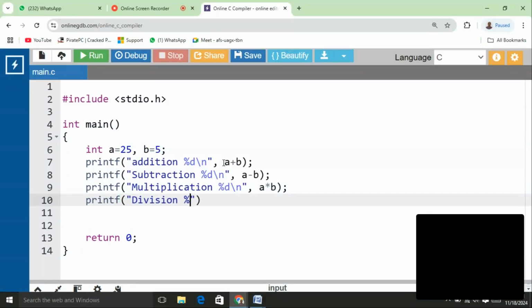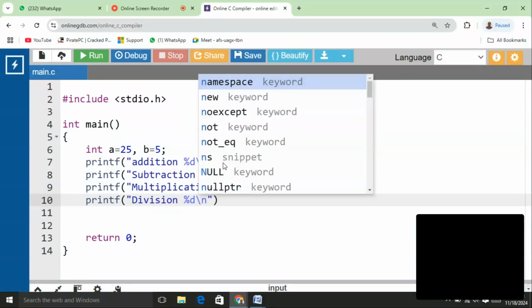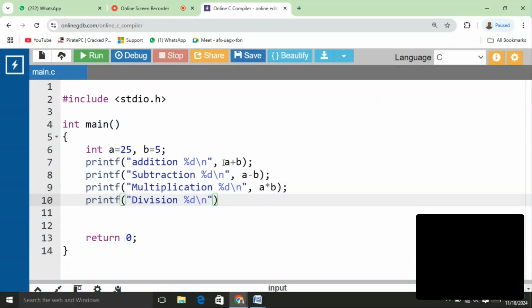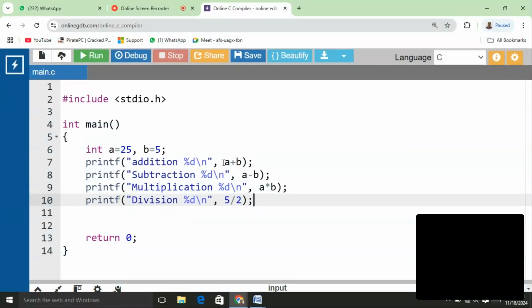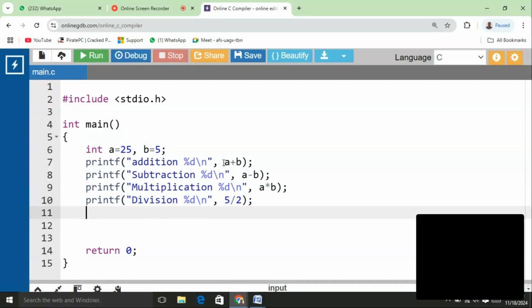Division: printf("%d\n", 5 / 2). Please observe this operation carefully in the output. Generally, we know that 5 divided by 2 is 2.5, but it gives only 2.